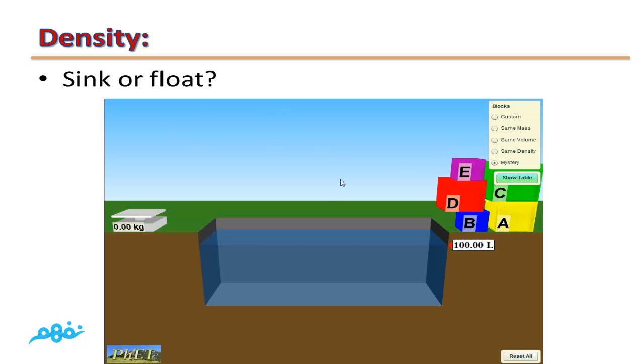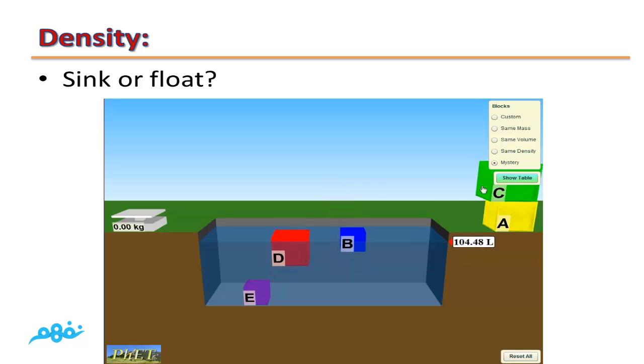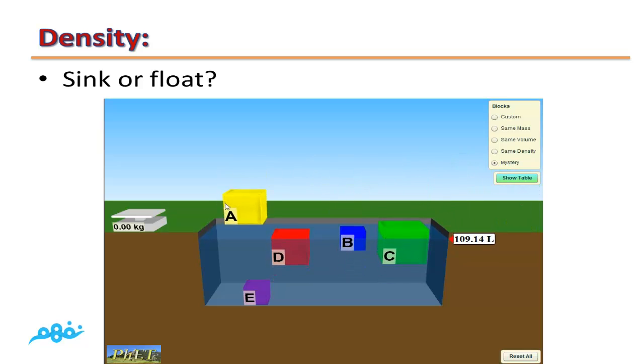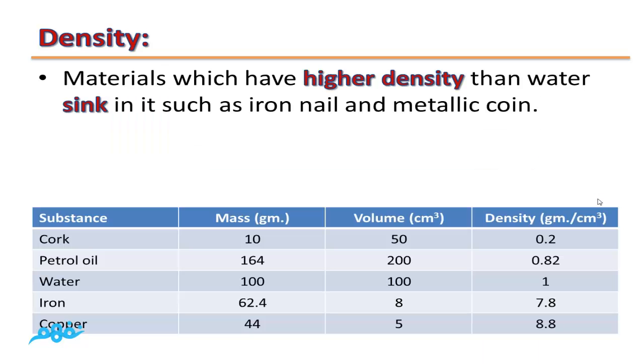If we have a table containing the density of different materials, we can determine the materials from which these cubes are made. So this is an important method to identify the type of material that we are using. As you can see here, materials which have higher density than water sink in it, such as iron, nail, and metallic coin, which is made of copper.